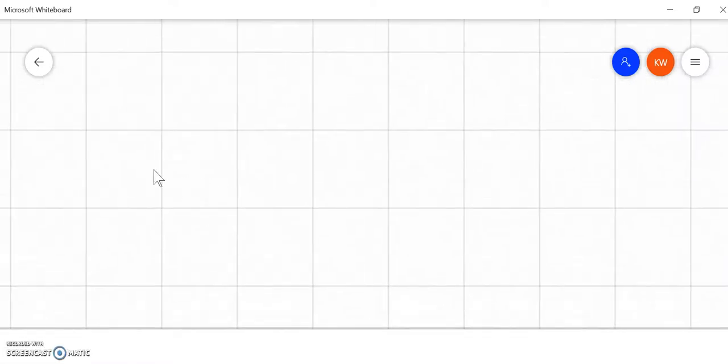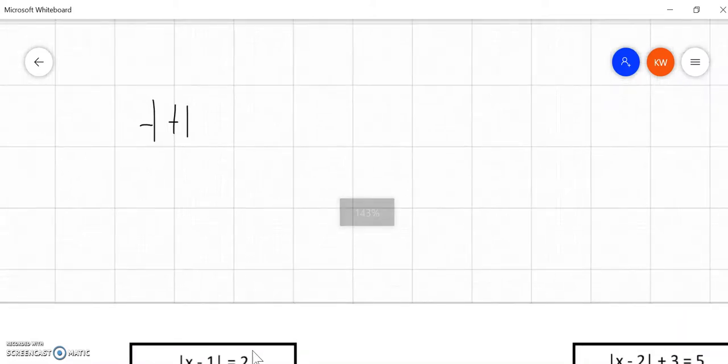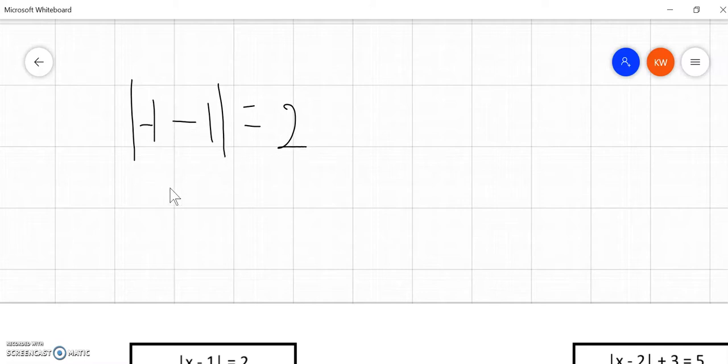On one side, we got -1 plus 1. Is that it? No, minus 1. -1 minus 1. And we're taking the absolute value of that equals 2. Now, -1 minus 1 is -2. And the absolute value of -2 is 2.